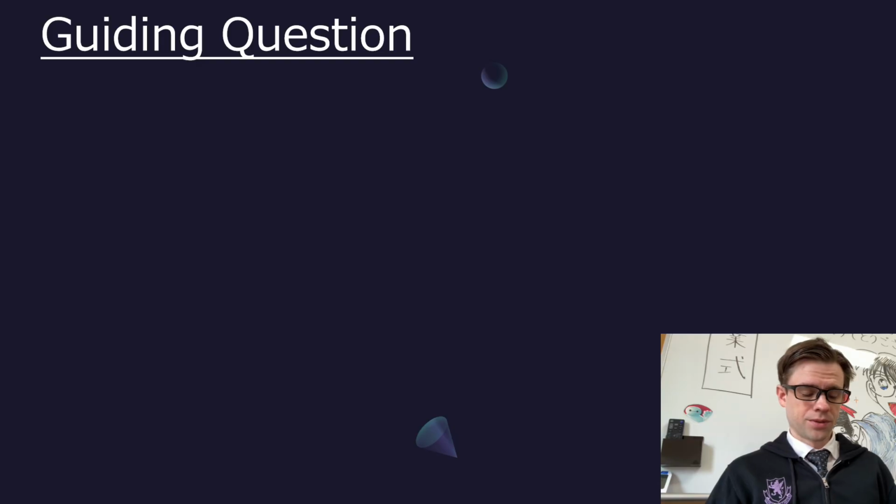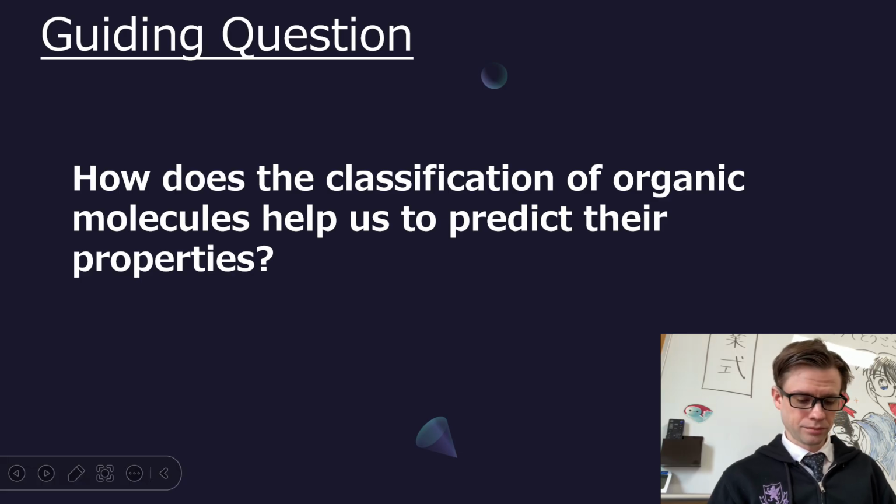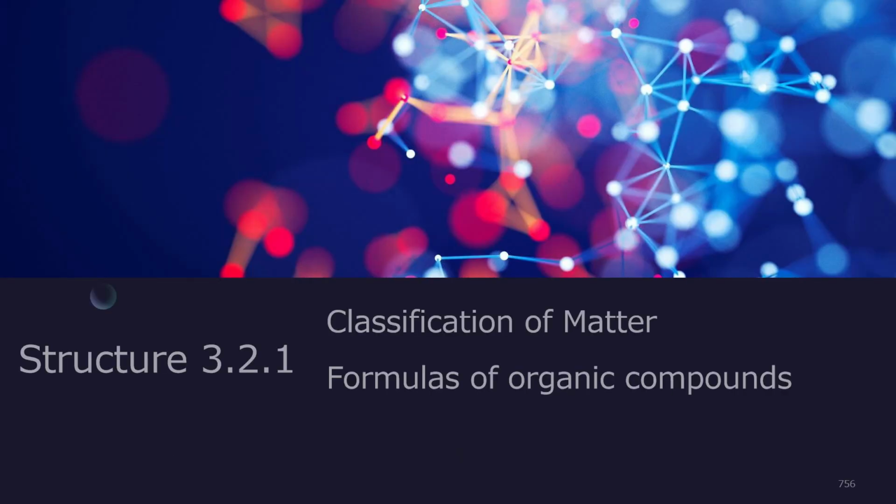So our guiding question for organic chemistry: how does the classification of organic molecules help us to predict their properties? So again, we're talking about classification, grouping, naming, and then their properties and how we can predict that from their classification. So the first section that I'm doing today is 3.2.1, formulas of organic compounds. And along with this, I'm just going to introduce what organic compounds are and what organic means.